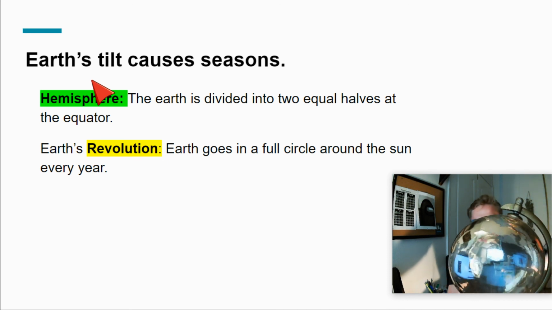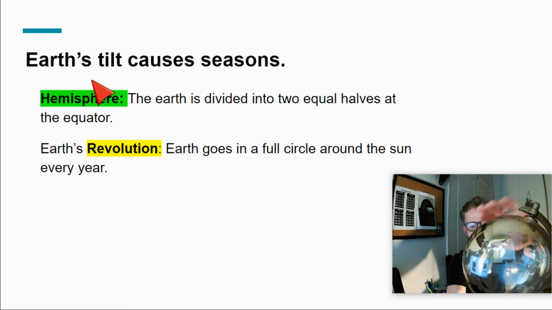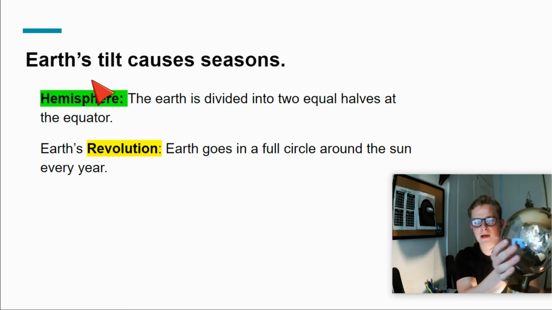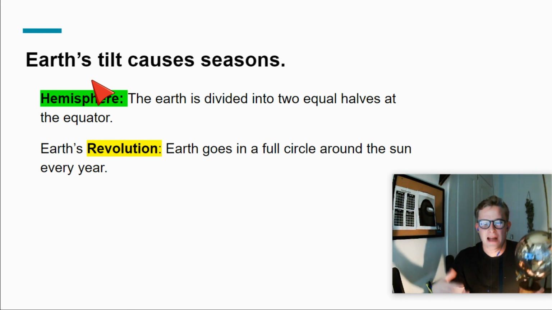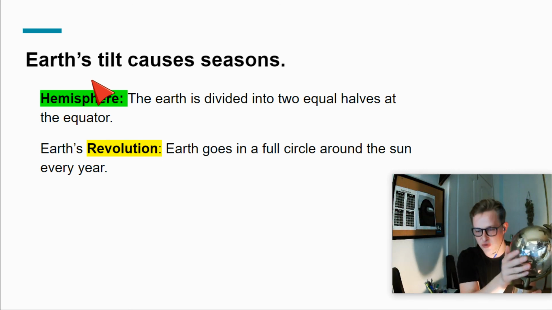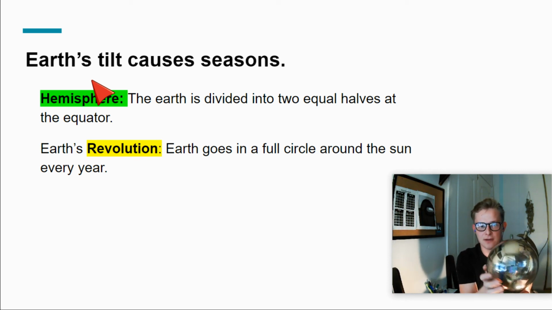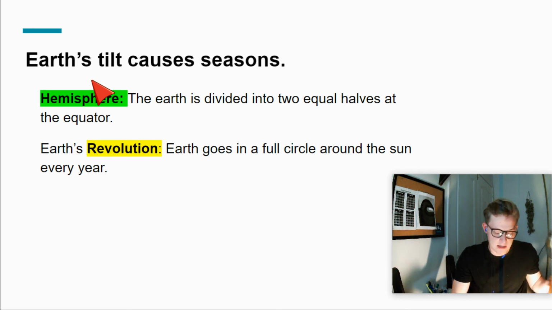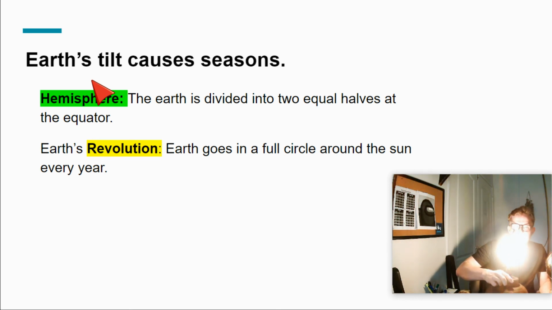The northern hemisphere is above the equator. The southern hemisphere is below the equator. Canada, North America, that's all the northern hemisphere. Madagascar, Australia, New Zealand, that's all the southern hemisphere. Okay, you got that now. Now, watch this. Earth's tilt causes the seasons.